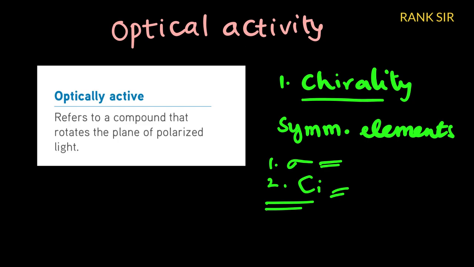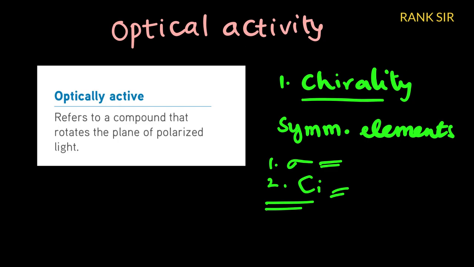Second one, center of symmetry. Pass a line from any one atom or group through the center to the same extent to the same atom or group on the other side, which divides the molecule into two equal parts that are mirror images of each other. That is called the center of symmetry. This is the condition required. If it is present, it means achiral; if absent, chirality is present. That should be the condition to show optical activity.